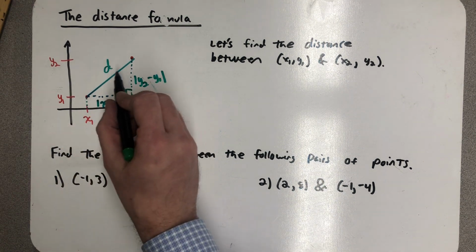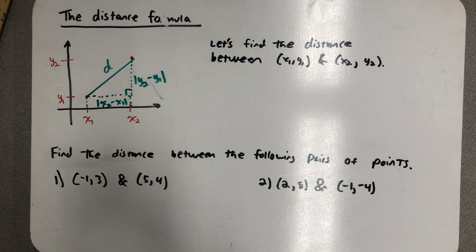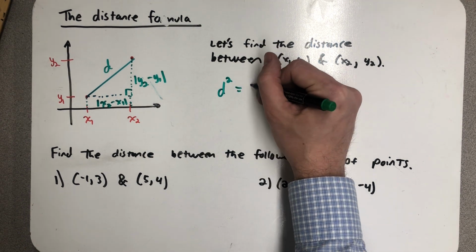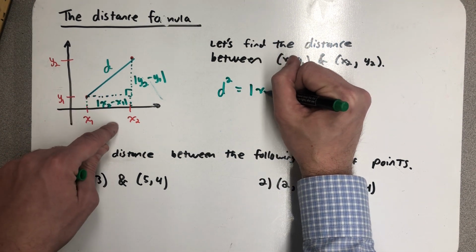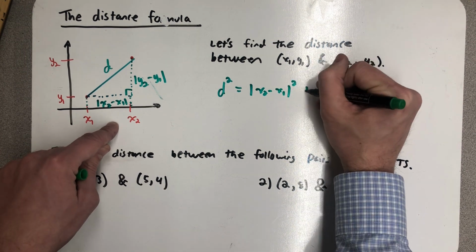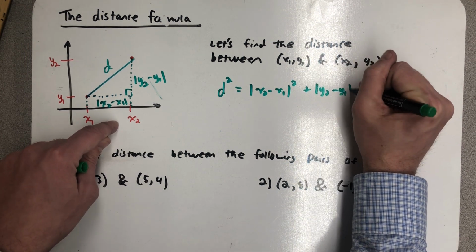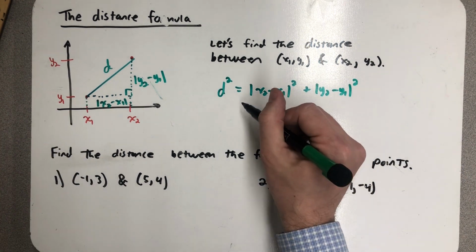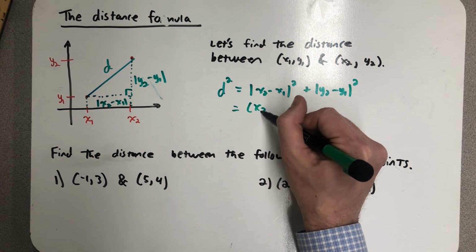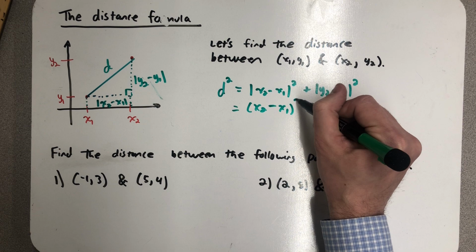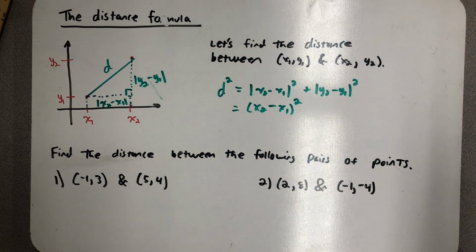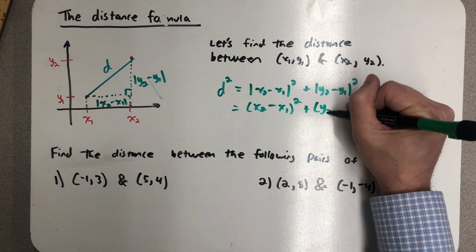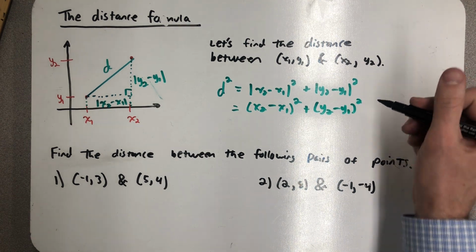Well, now I have 3 sides of a right triangle labeled, and I know the Pythagorean Theorem applies. d squared is equal to this side length, x2 minus x1 squared, plus y2 minus y1 squared, still an absolute value. But here I realize that I don't need the absolute value because I'm squaring things. x2 minus x1 is either positive or negative, and when I square a positive, I get a positive. When I square a negative, I get a positive, so I don't really care which it is. And the same thing for y2 minus y1.